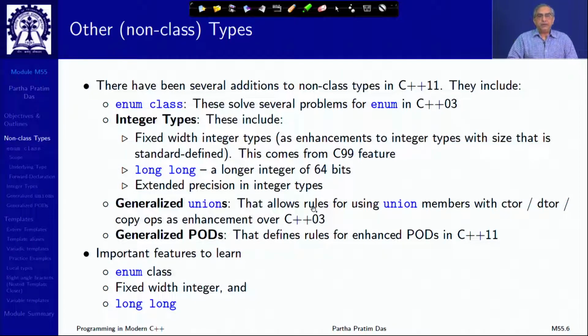The primary addition is enum class, which solves three significant problems that enum had in C++ 03. Then we have integer types to discuss, particularly the fixed width integer. Then we will see how unions have been generalized in C++ 11, and also the plain old data types have been somewhat generalized. And in between the sea of features that we will introduce here, particularly focus on learning enum class, fixed width integer and long very well.